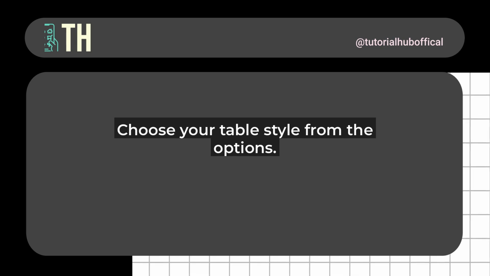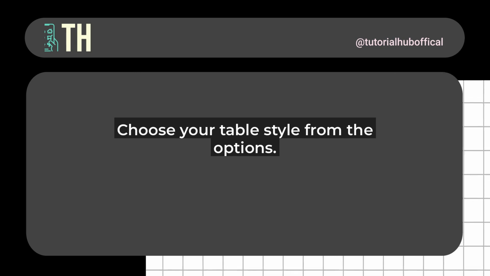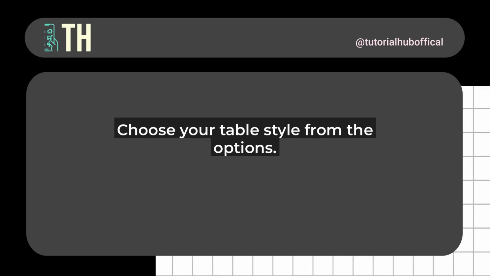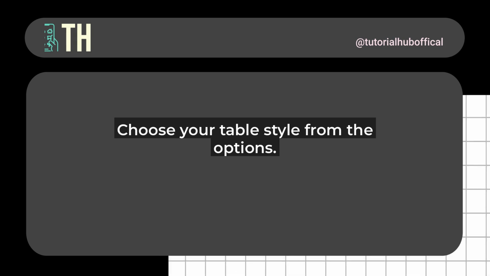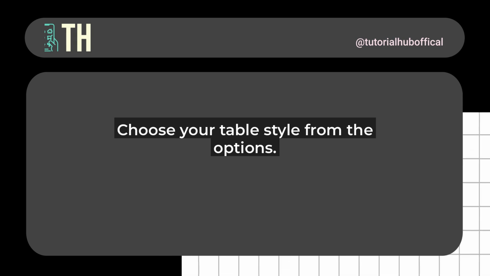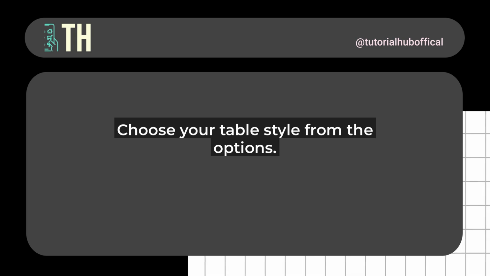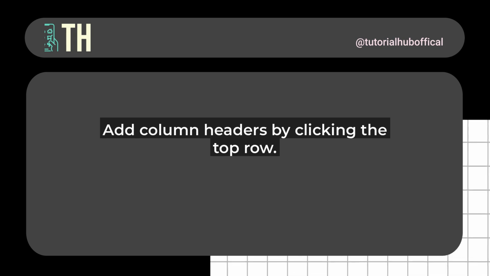Step 2. Once you choose your table, a blank grid will appear. Start by clicking on the top row to add column headers. For example, if you're making a to-do list, label one as Task and another as Deadline.